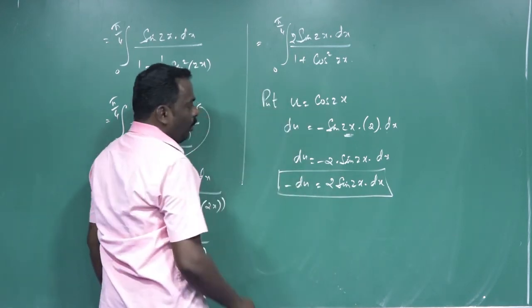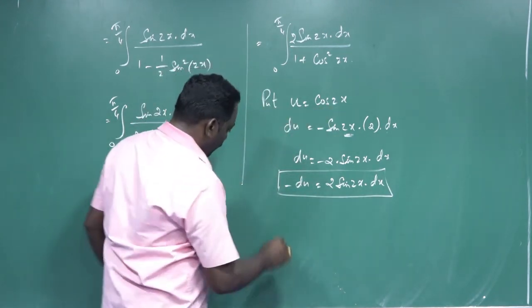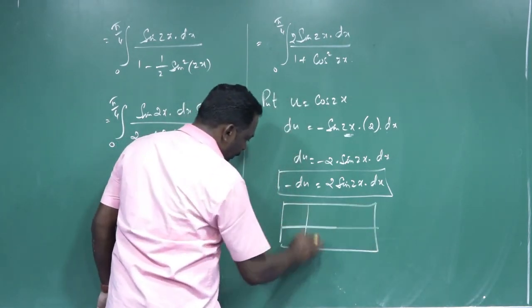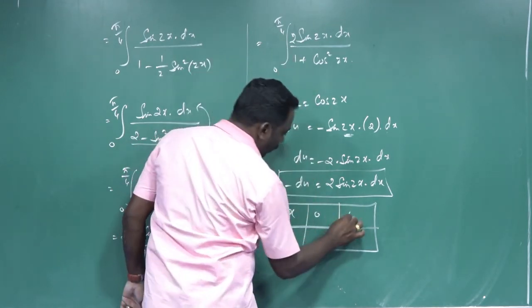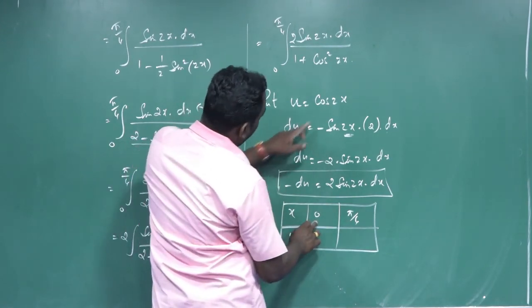So now what we have to do is find out the range from x to u. Therefore the x range is 0 to pi by 4, and u, put x value equal to 0.